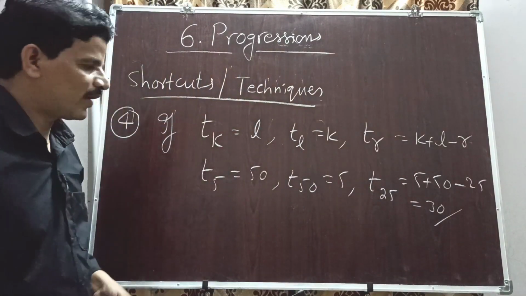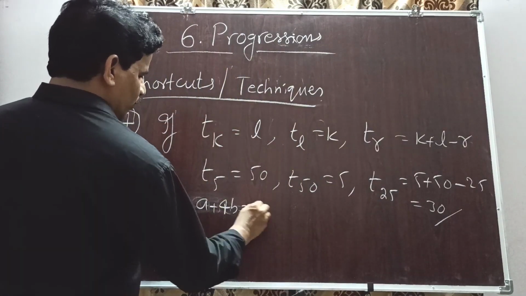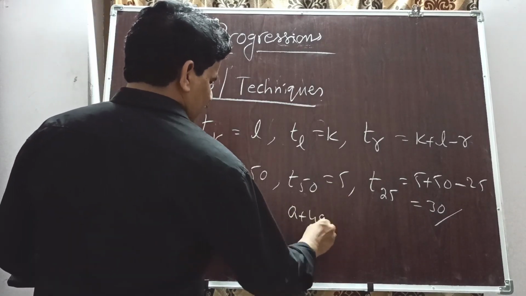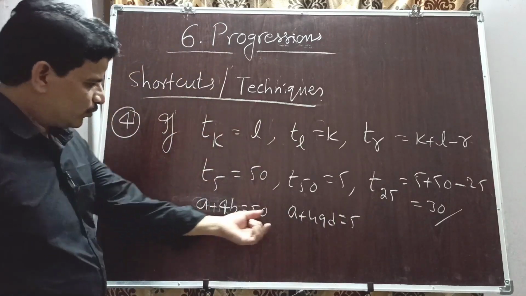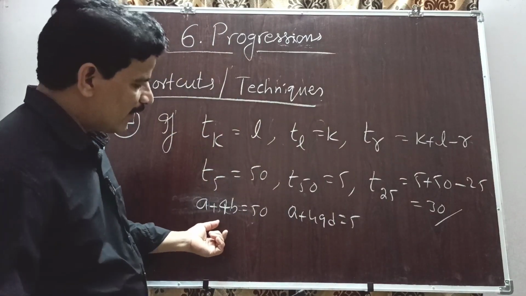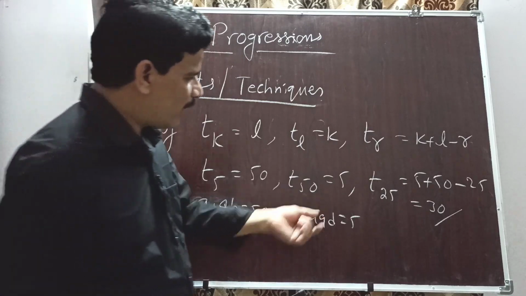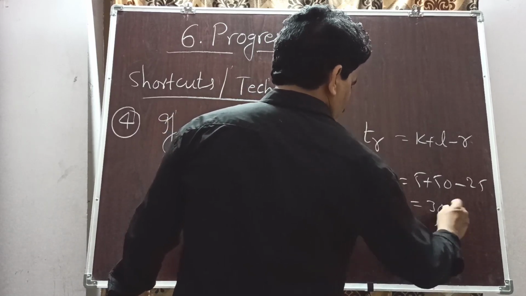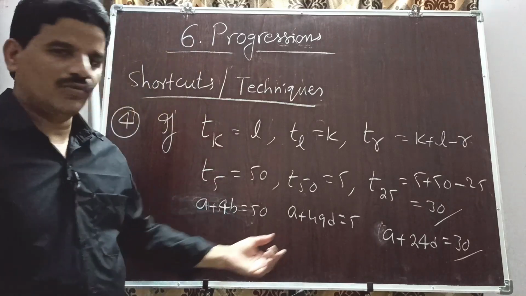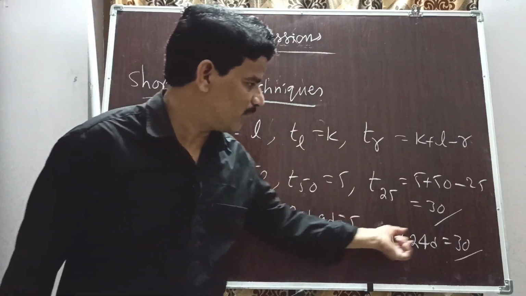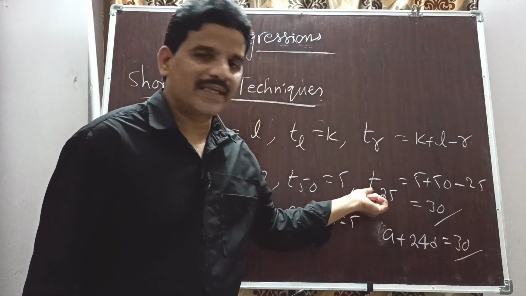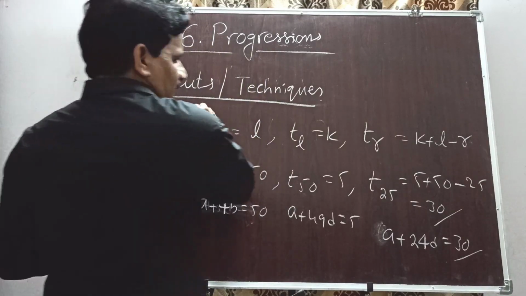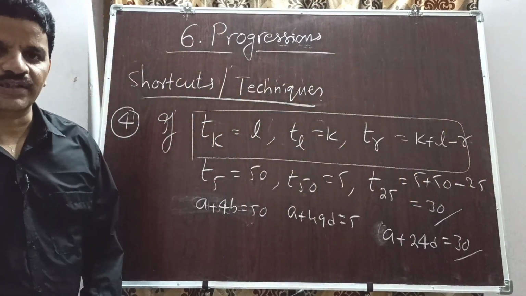I would like to show this in one example. A plus 4d equal to 50. Similarly, what is the 50th term value? A plus 49d equal to 5. So we have to solve these two equations so that we get the a value and d value. Then we substitute here: a plus 24d is equal to 30. Solve these two, you will get the a value and d value. Substitute here, you will get 30. A plus 24d is nothing but T25. The 25th term value equals 30. This is a very interesting and important shortcut.